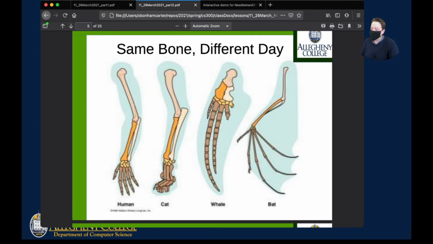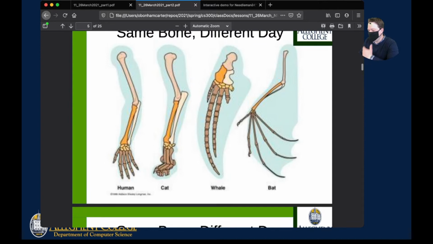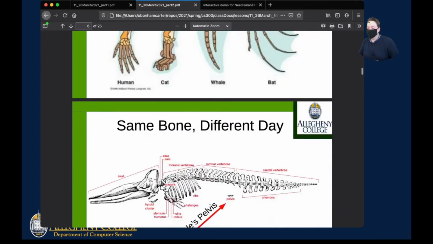And so this bone was left over from the time when we were all the same species, but then we kind of forked out and went on our own journeys to become different species. So that suggests that human, bat, cat, and whale organisms were actually one organism at one time.